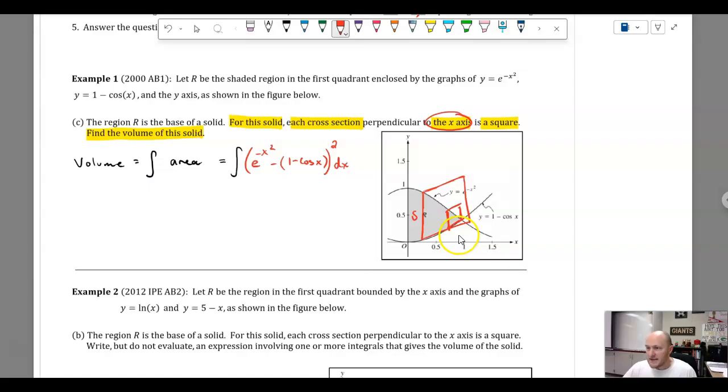There you go. Now, something that I don't have is my bounds. I do have 0, so I know that my lower bound is 0, but I need to figure out where e to the power of negative x squared is equal to 1 minus cosine of x. This is AB1, a calculator active question, so I'm going to identify what this bound is.